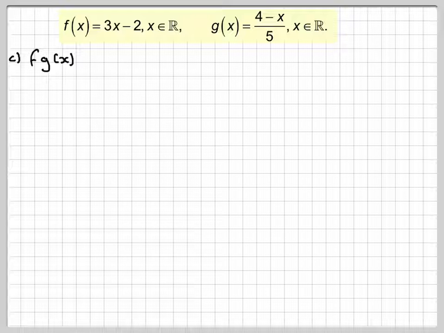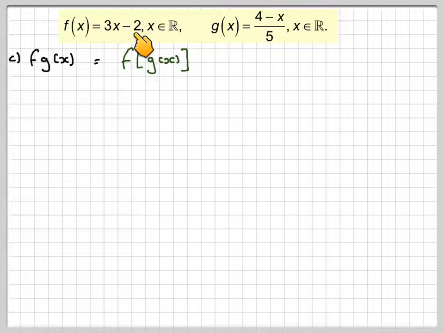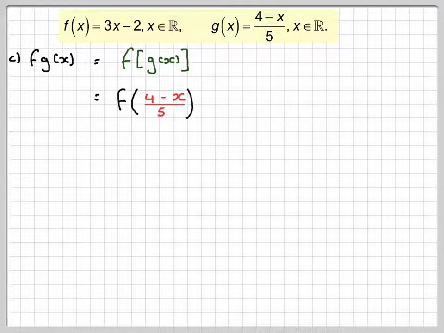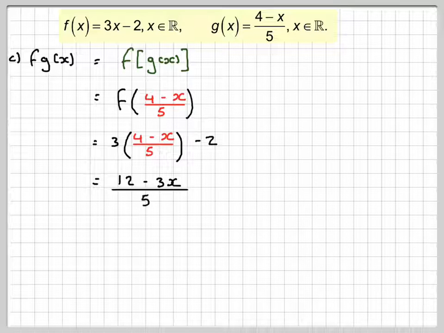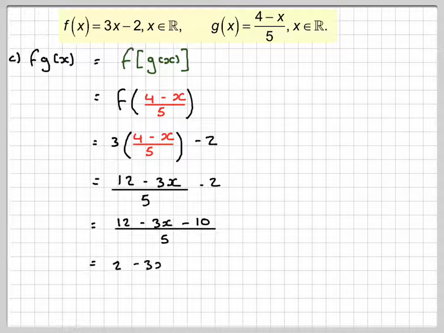Right, fg of x, so that means first g, then f, so we need to do f of g of x. We take g of x and put it into f, so it's going to be 3 times (4 minus x) over 5, minus 2. Simplify that, so it's going to get (12 minus 3x) over 5 minus 2. We need a common denominator of 5, so it's going to be 12 minus 3x minus 10, 2 times 5, over 5. And that's going to give me (2 minus 3x) over 5, x belongs to the set of real numbers.